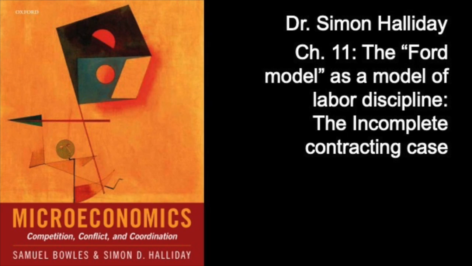Here we're going to look at the incomplete contracting case with the contingent renewal model. So this labor discipline or contingent renewal model that we described in the previous video, and then spoke about the complete contracting case of, we're now going to talk about the incomplete contracting case of. And what you want to think about here is that we're going to have a structure that is very similar to what we saw in chapter 10.